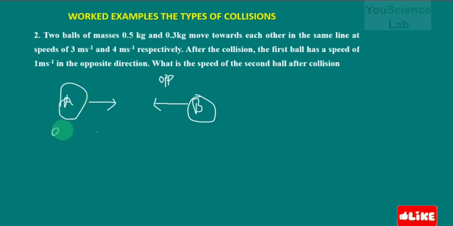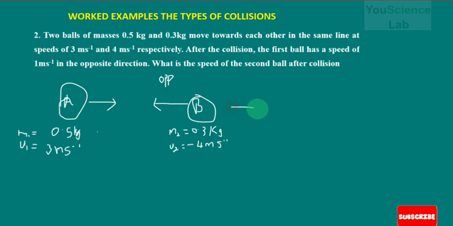Now, the mass of the first ball is m1 equal to 0.5 kilogram, and the initial velocity of the first ball is 3 meters per second. The mass of the second ball, m2, is equal to 0.3 kilogram. The speed of the second ball, u2, because it's moving in the opposite direction to the first one, is going to be minus 4 meters per second.